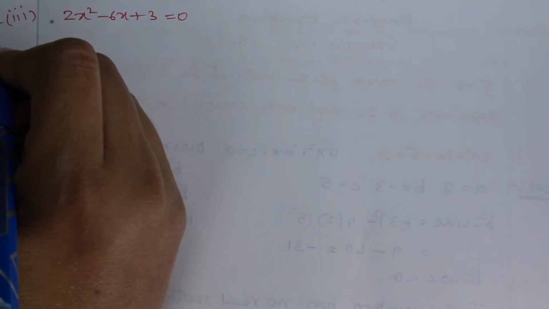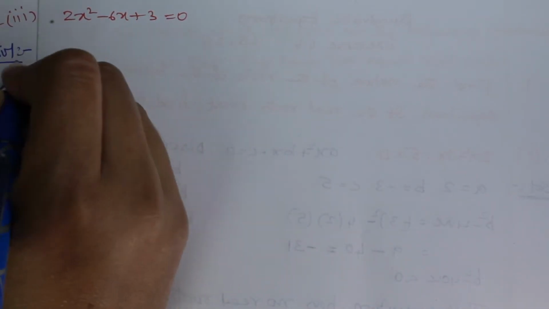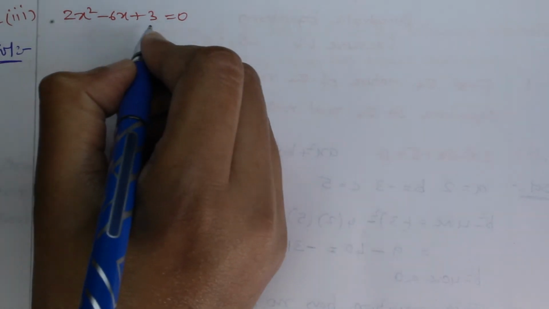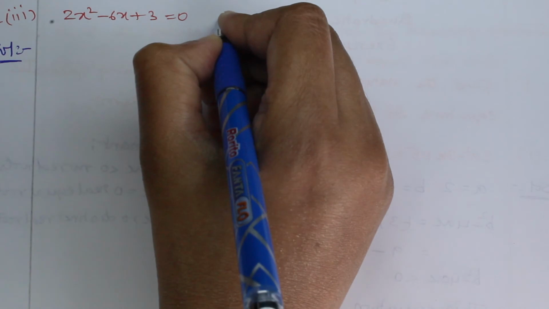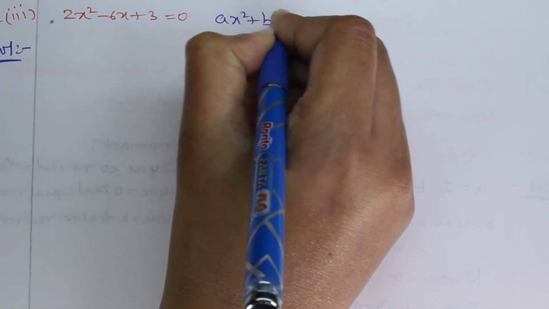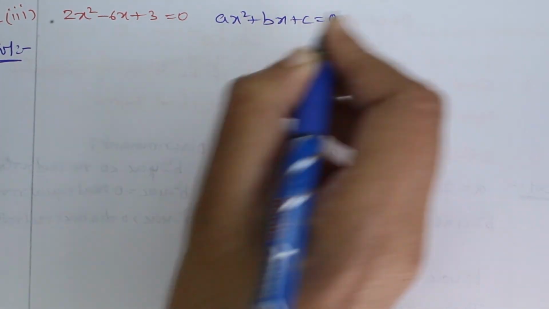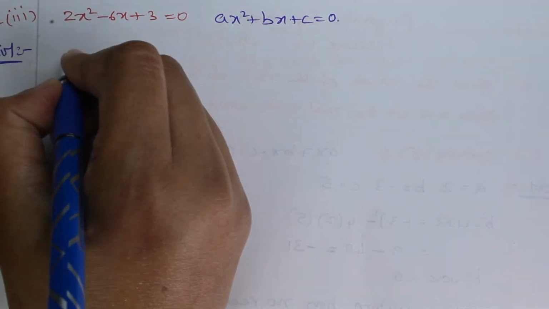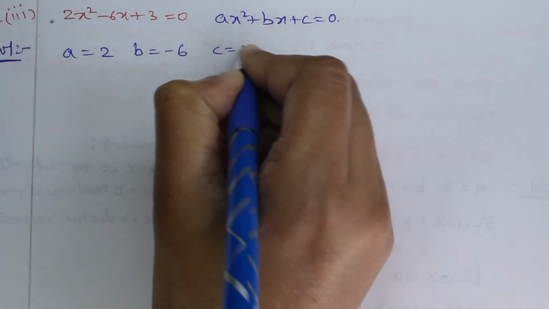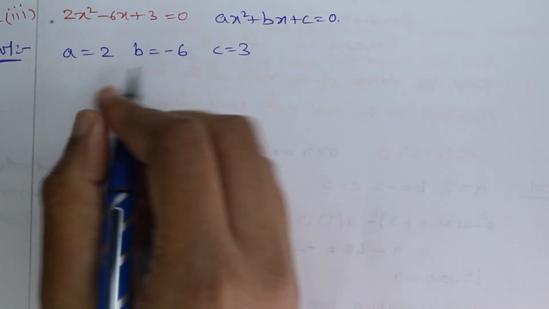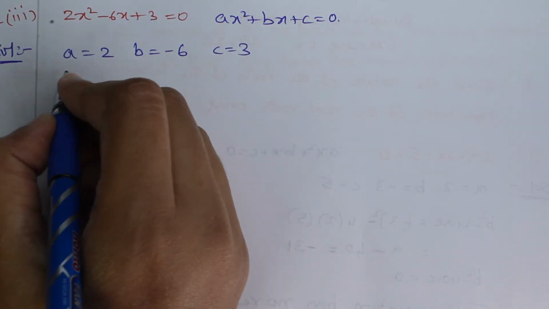Now let's move to the last part of the first question. 2x square minus 6x plus 3 is equal to 0. Again, let's assume this to be of the form ax square plus bx plus c is equal to 0. So here a value is 2, b value is minus 6, c value is 3. Okay, now we have to find out the value of discriminant.